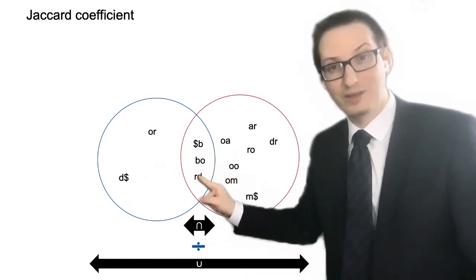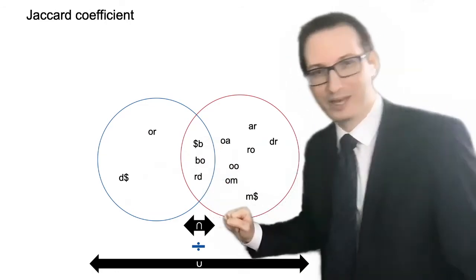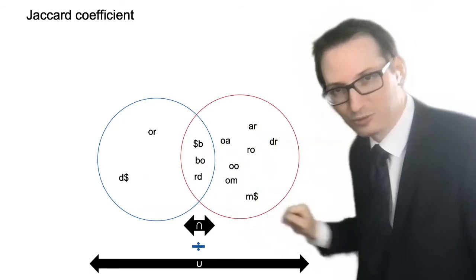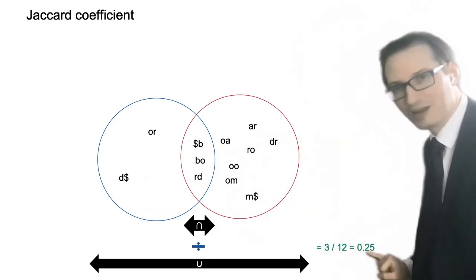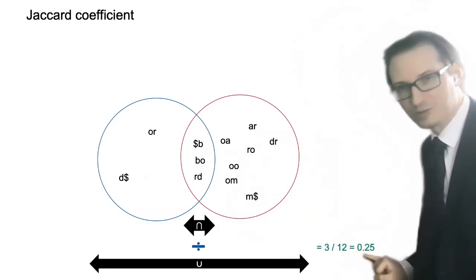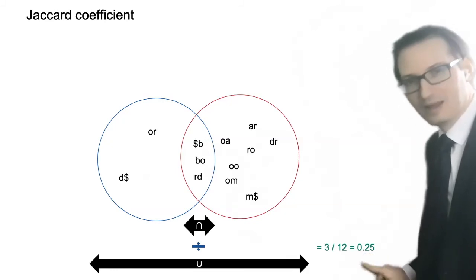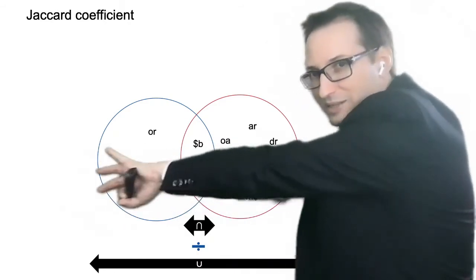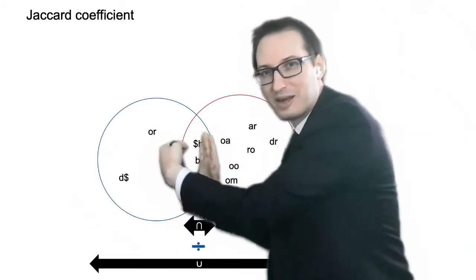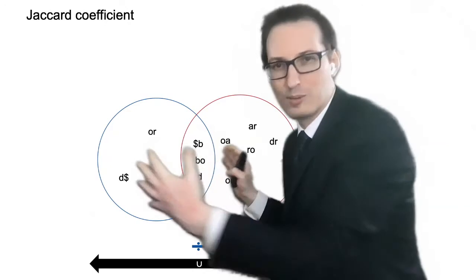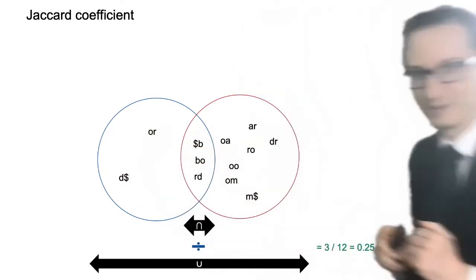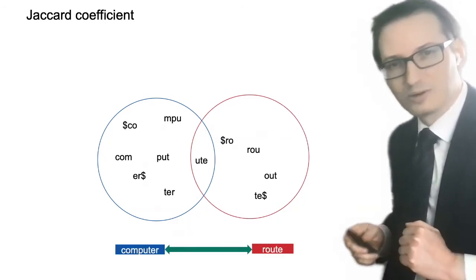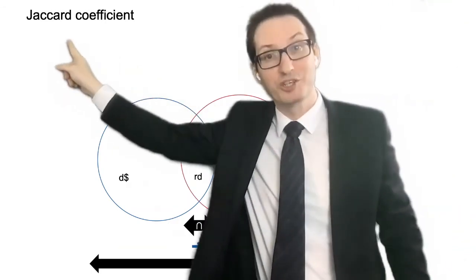So here it's 3 divided by, there are so many, I have to count them. 1, 2, 3, 4, 5, 6, 7, 8, 9, 10, 11, 12. So I have 3 divided by 12, which gives me a quarter. So it's 0.25, right? Now this is relative, and that's between 0 and 1. 0 is the case that they are completely separate. 1 is the case that it's the same. Well, maybe not the same word, but all the k-grams are in common. Great. So this is called the Jaccard coefficient.